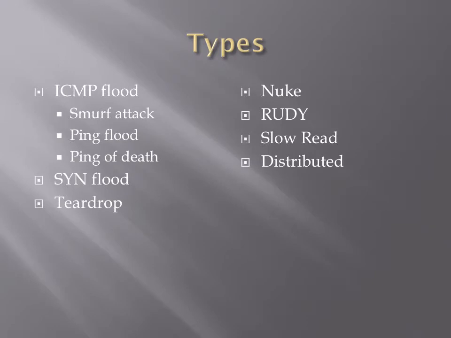There are multiple types of denial of service attack. The ones we're going to be discussing today are the ICMP flood, such as Smurf attacks, ping floods or ping of death, also SYN flood, teardrop, an older version called nuke, Rudy, and slow read, and also I'll be discussing distributed denial of service attacks very briefly. It is another topic, but we're going to go over that briefly here today.